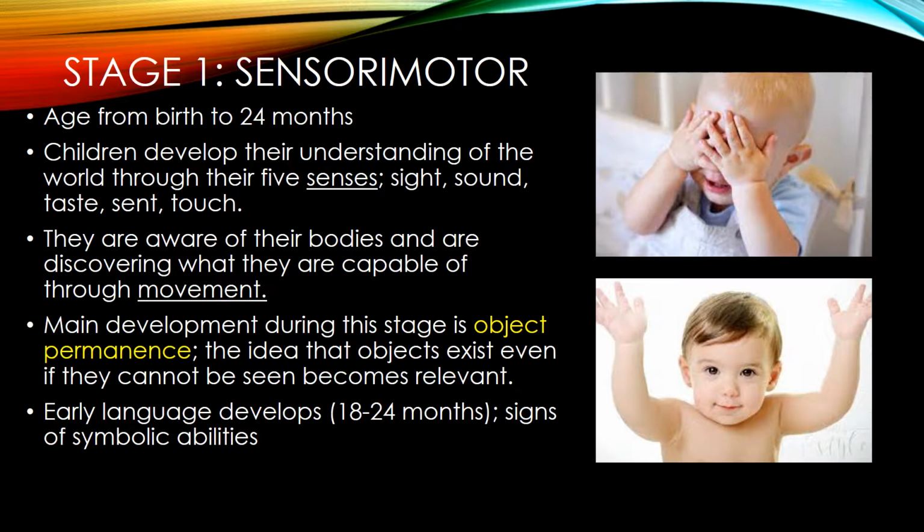At this point, early language develops as well, through about 18 to 24 months. This is a sign of symbolic abilities, being able to use symbols, not just letters, but the ideas of symbols to relate to words that have meaning.